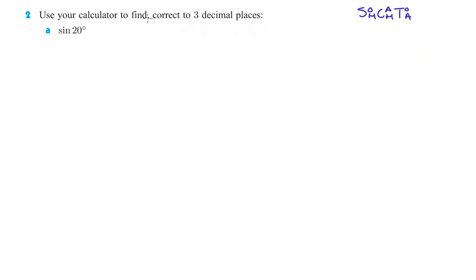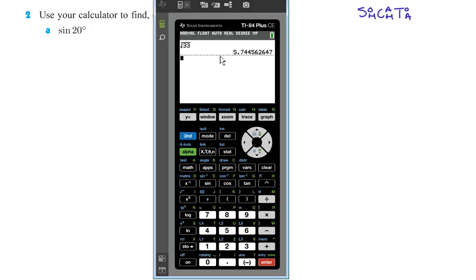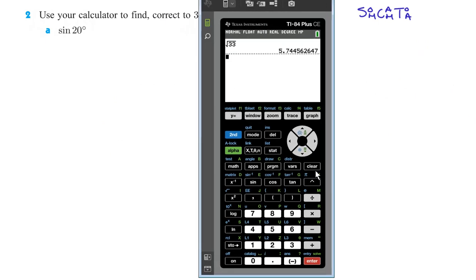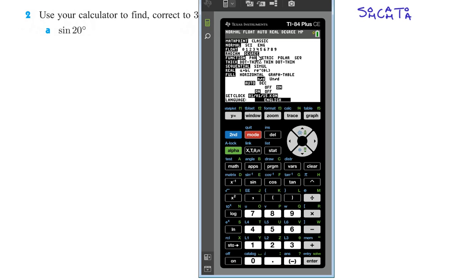Moving on to number 2. Use your calculator to find correct to 3 decimal places the sine of 20 degrees. So on here you simply do, first thing, super important, in the mode, make sure that you are in degrees mode with your graphing calculator, scientific calculator, whatever you're using. Make sure you're in degrees mode.